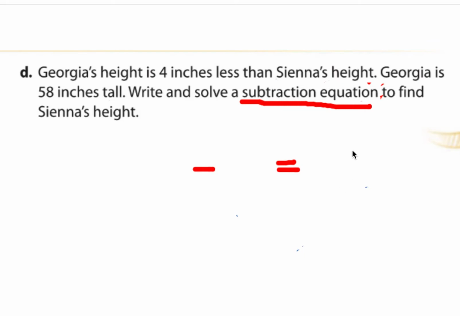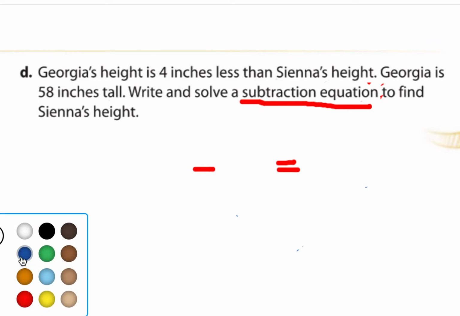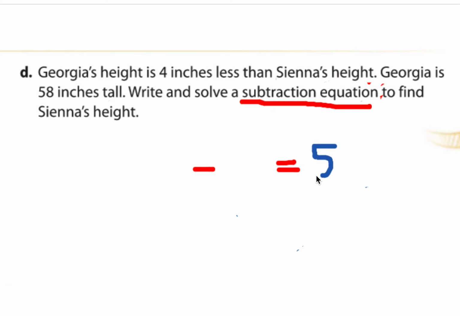Well, whatever goes behind the equal sign is always the total. So here there has to be something that represents the total. And sure enough, when we read this, it says Georgia is 58 inches tall. That's the total height that she is. If that's the total height that she is, 58 represents the total amount. So she is 58 inches tall.